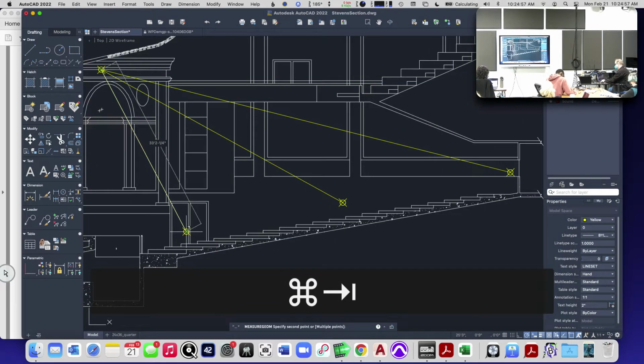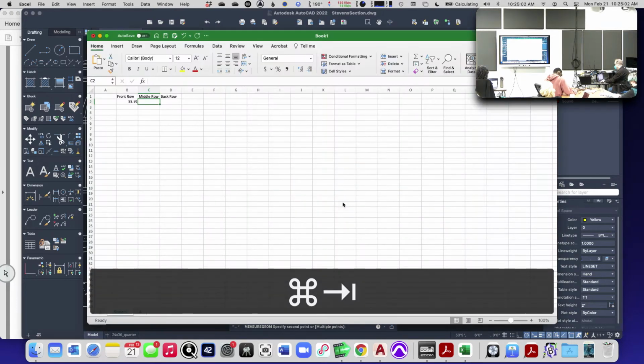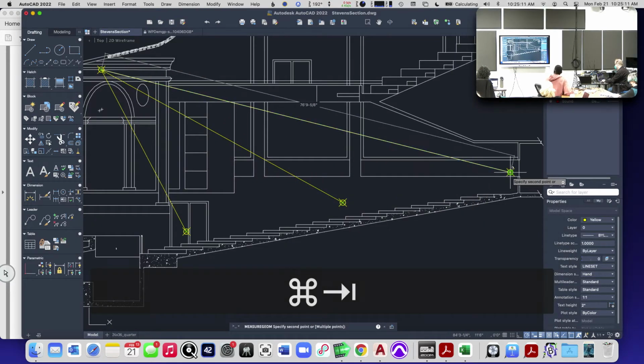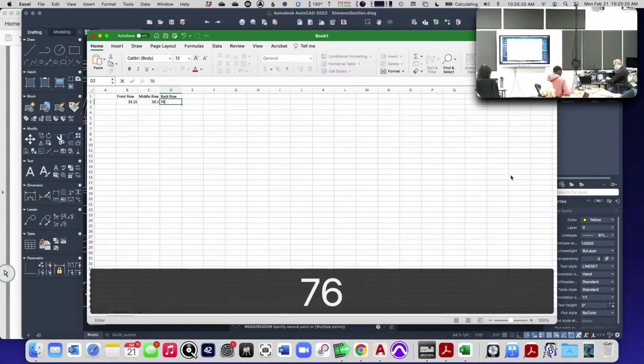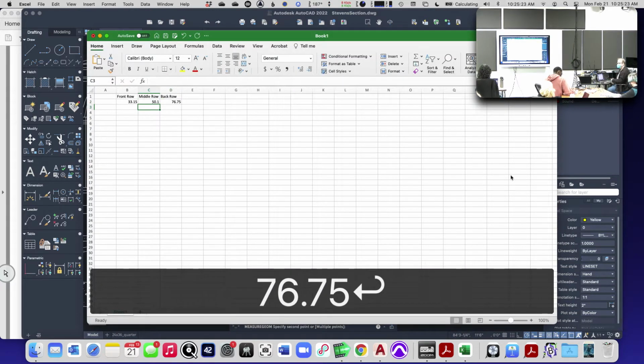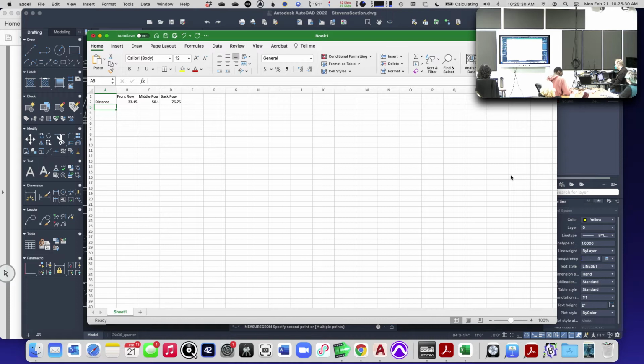So that's front row. Middle row is 50 feet 2 inches. So I'll do 50.1. Back row is 79 feet 9 5/8 inches. So I'm going to call that 76.75-ish. Okay? That's the distance.